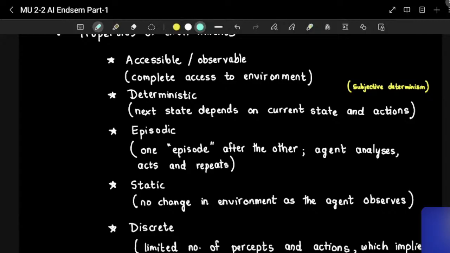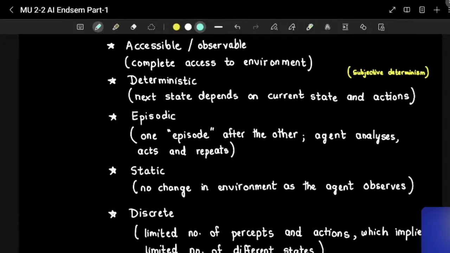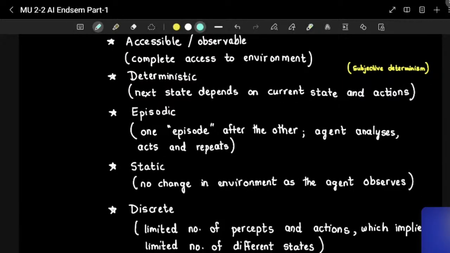For example, look at weather. Weather seems like it's non-deterministic. You will not be able to predict with 100% accuracy what tomorrow's weather is going to be. It's all predictions. No one's going to say with 100% accuracy that tomorrow it's going to rain, or tomorrow there'll be thunderstorms. Is this an example of non-determinism? No, it is an example of subjective determinism, because you can't keep track of every single atom and molecule in the atmosphere.